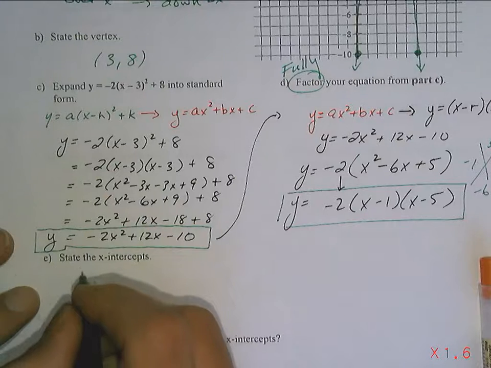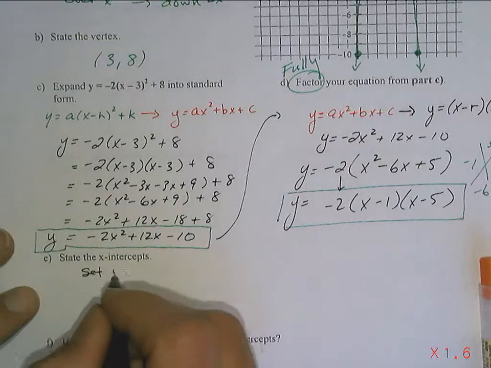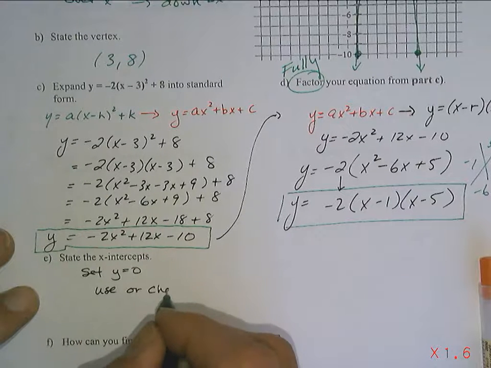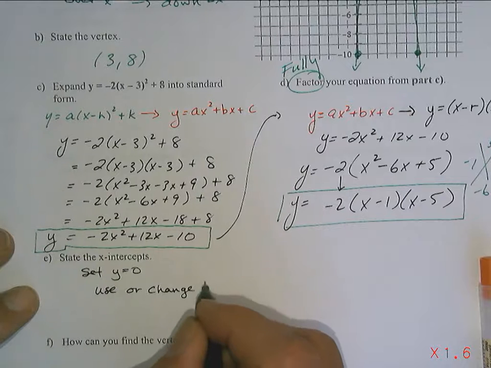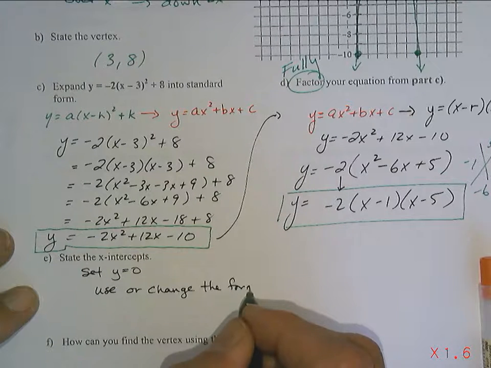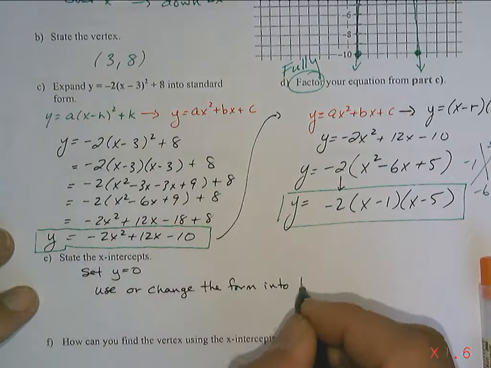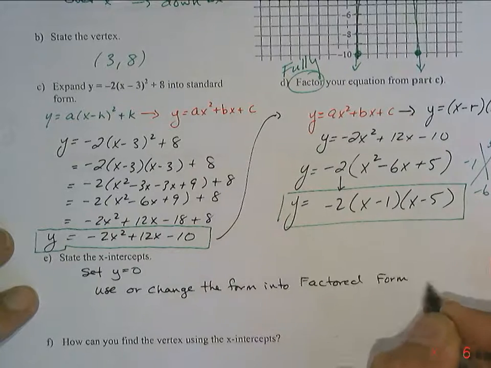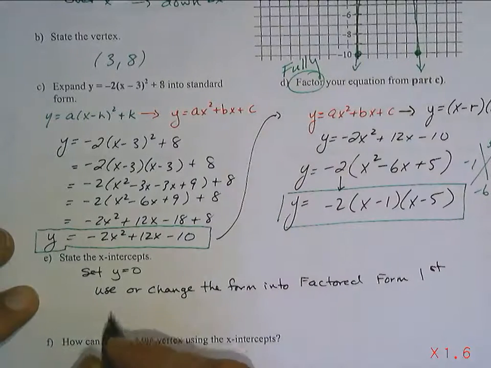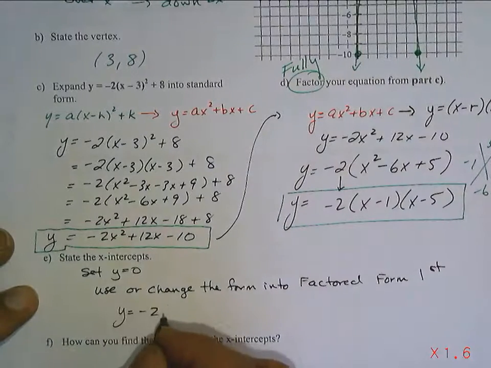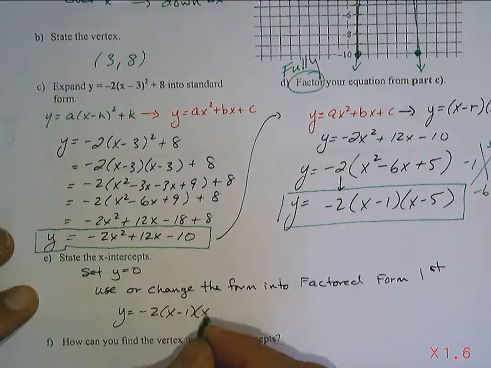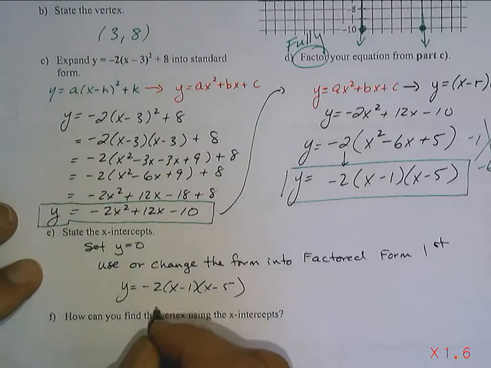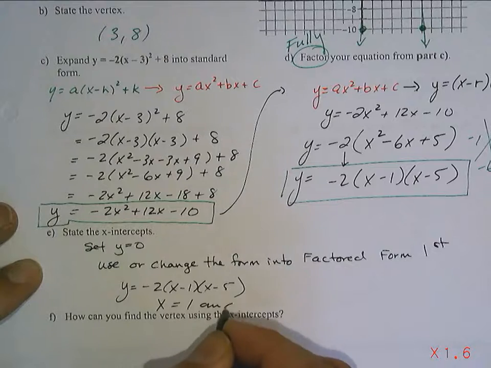For an X-intercept, you're going to set y equals 0 and use or change the form into factored form first. So if you have the factored form, you're going to use it. But if you don't have the factored form, you're going to change into the factored form. And your X-intercepts are x equals 1 and 5.